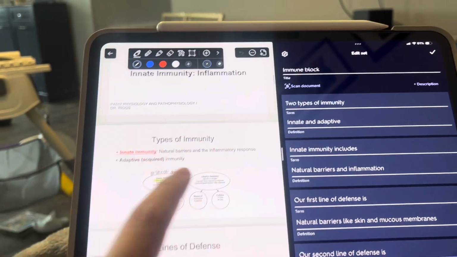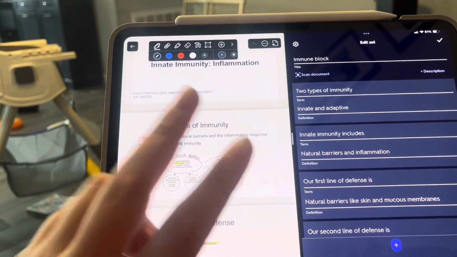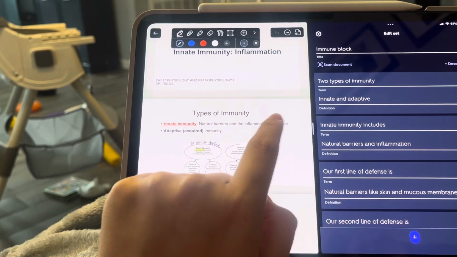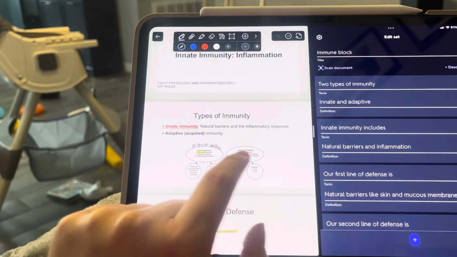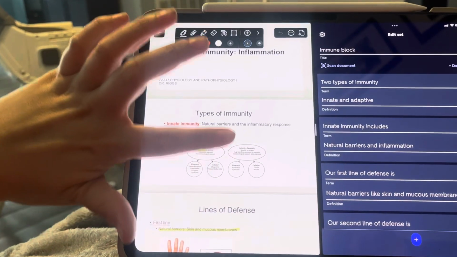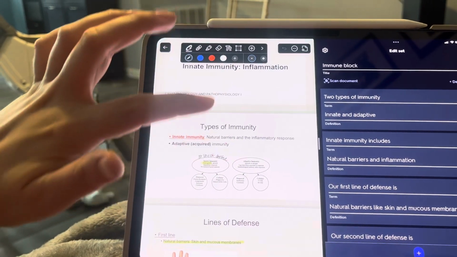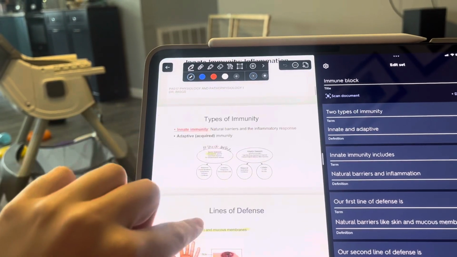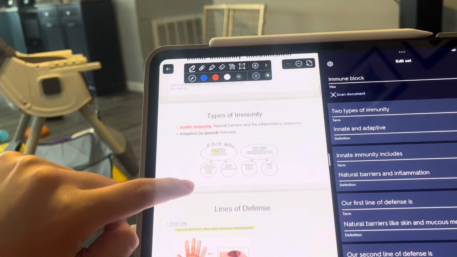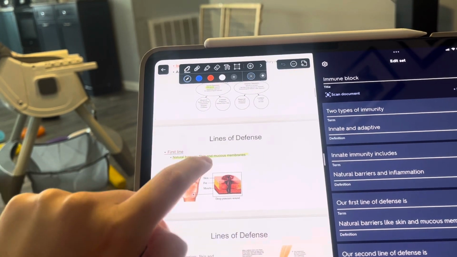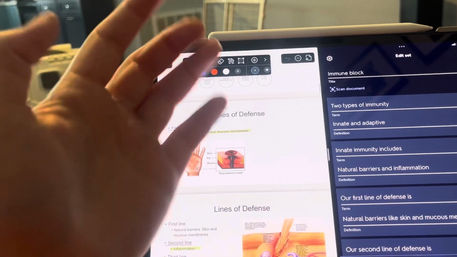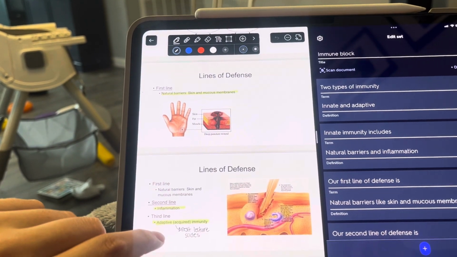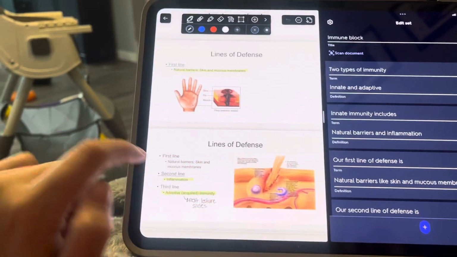Okay, so when we're talking about our immune system, we're talking about two things happening. You have your innate immunity, which is a natural barrier and an inflammatory response. And then you have your adaptive immunity. In this one, she just talked about the innate immunity. Your first line of defense is also known as your natural barrier. So right here, it's just your skin and your mucous membranes. The second line is the inflammation, and the third line is the adaptive, which is not in the slides.